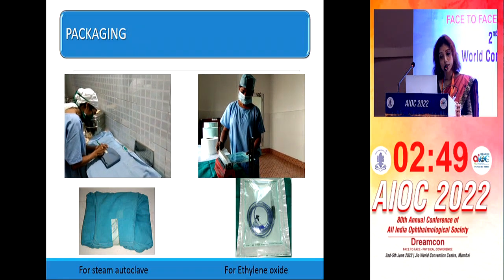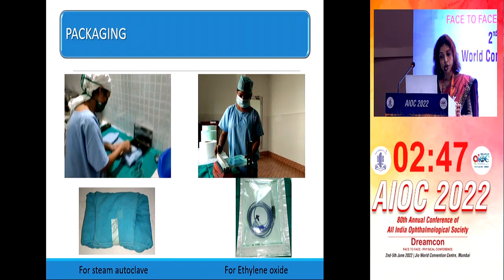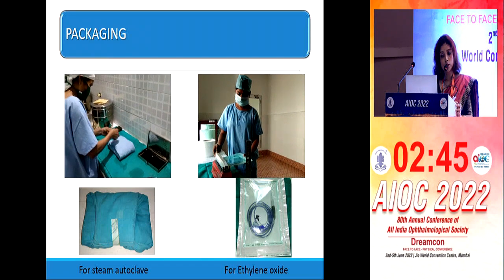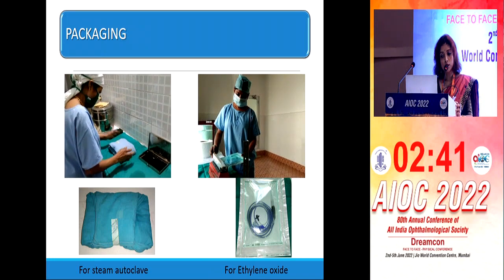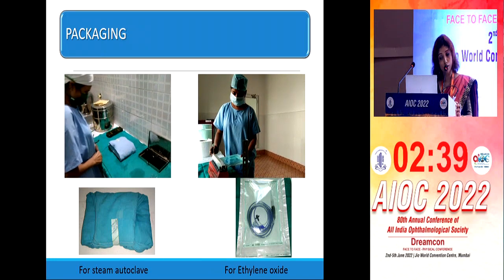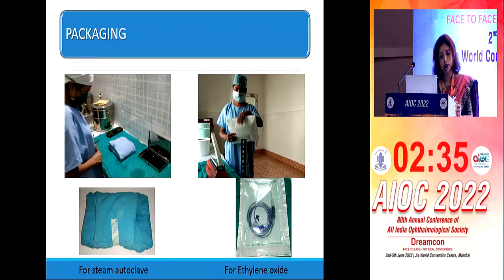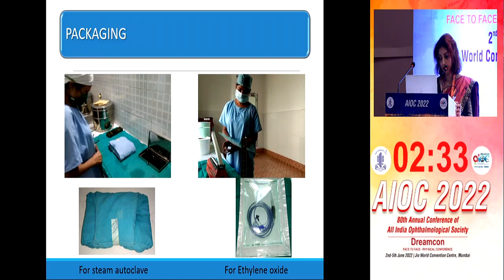For processing and packing for ETO, these are the rolls that you see. These rolls are cut according to the size we want. These rolls have markings. These change color after ETO has been done. This is the sealing machine.